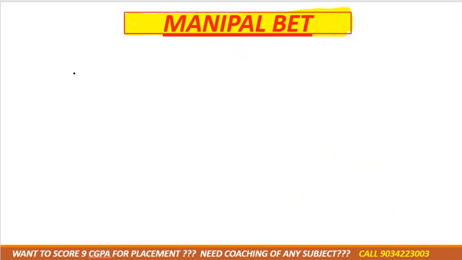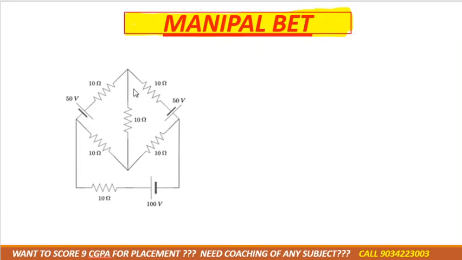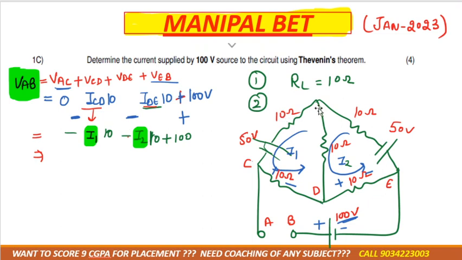Now in the last and the final step, I is equal to VTH divided by RTH plus RL, right? What was the question? This was the question, right? I is equal to VTH. We have calculated it in the above case like this one, right? You are standing at A, you need to go towards B, A to B.